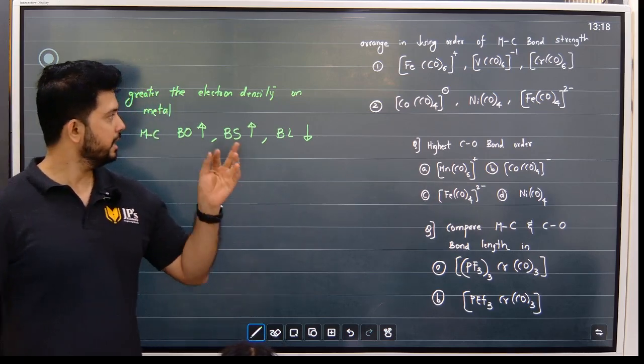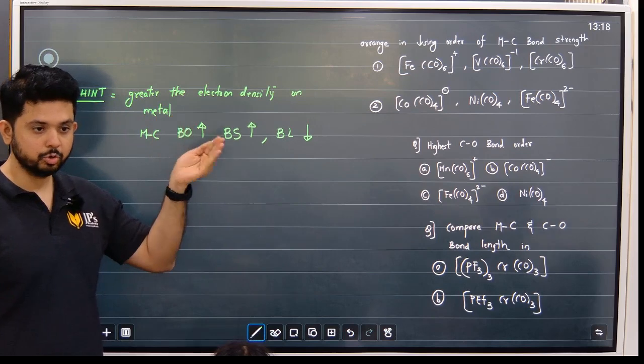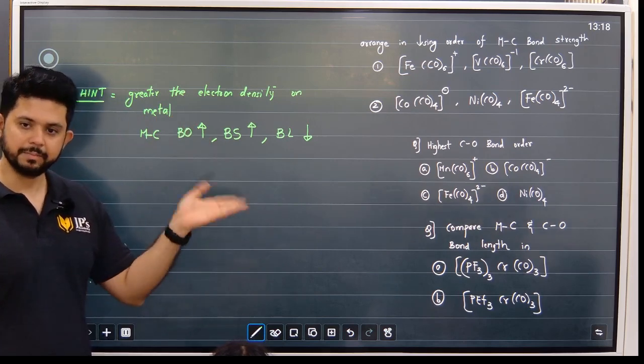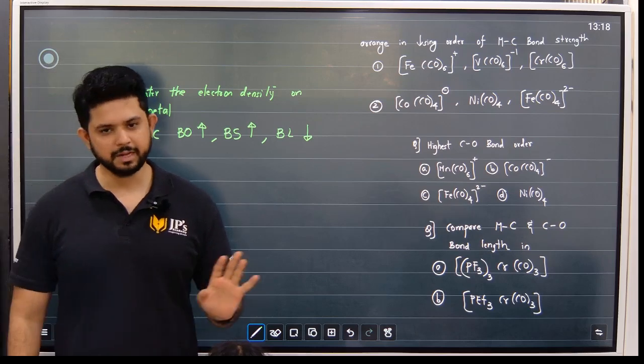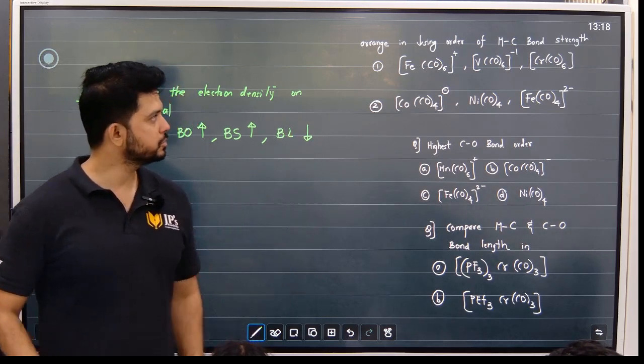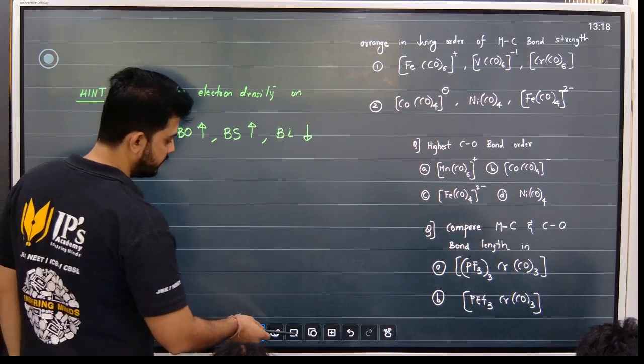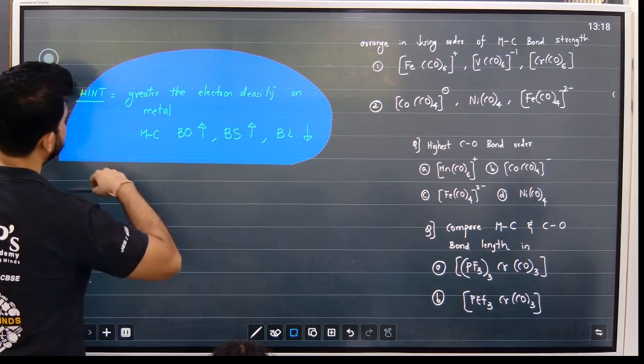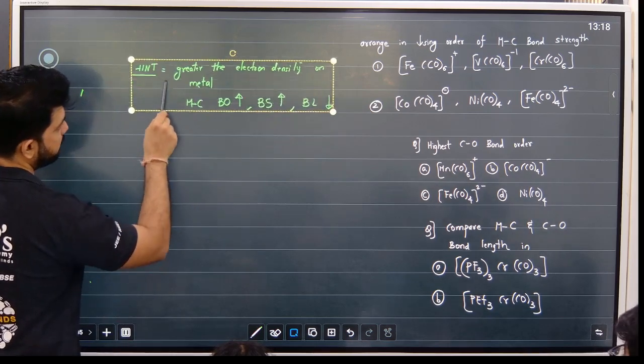Similarly, lower the density, all these parameters will become opposite. But remember only one point, that is more than now. Now let's start with the first one. Arrange the following in decreasing order of bond strength. Now what do we do, people, in it?